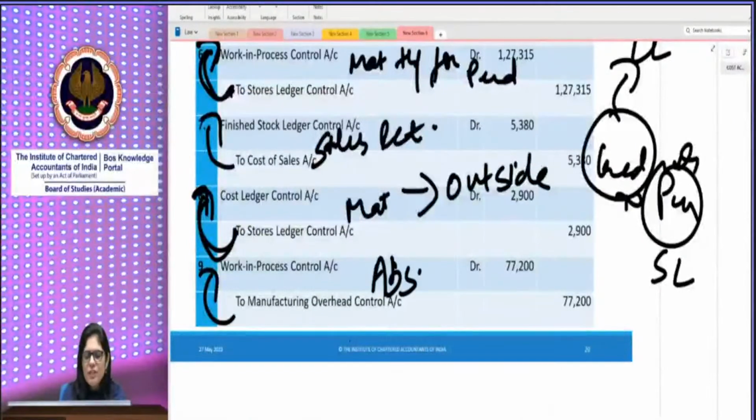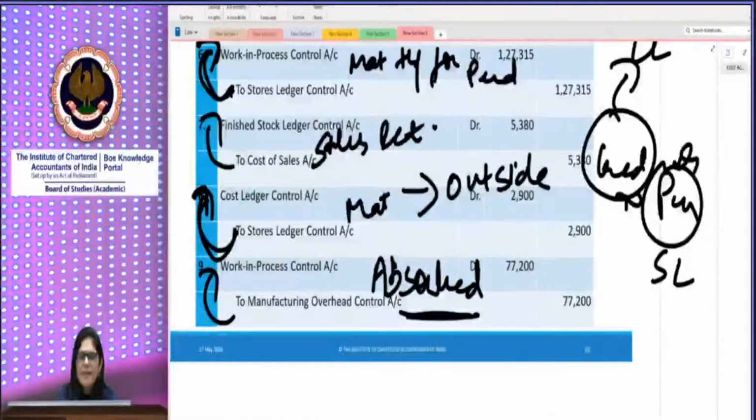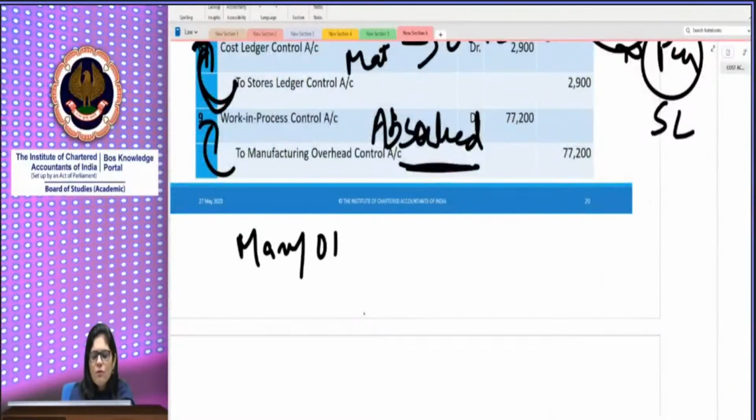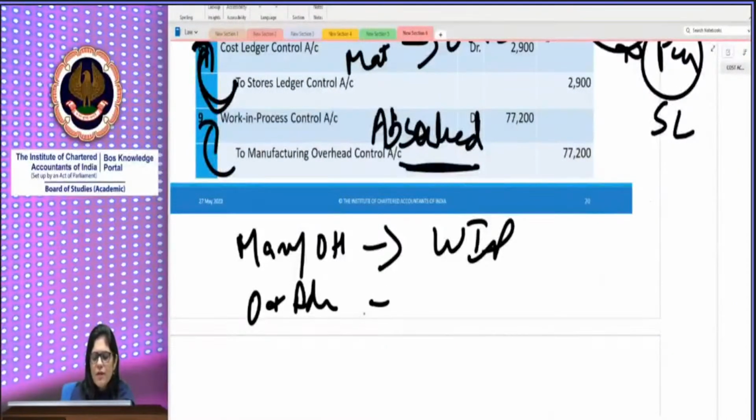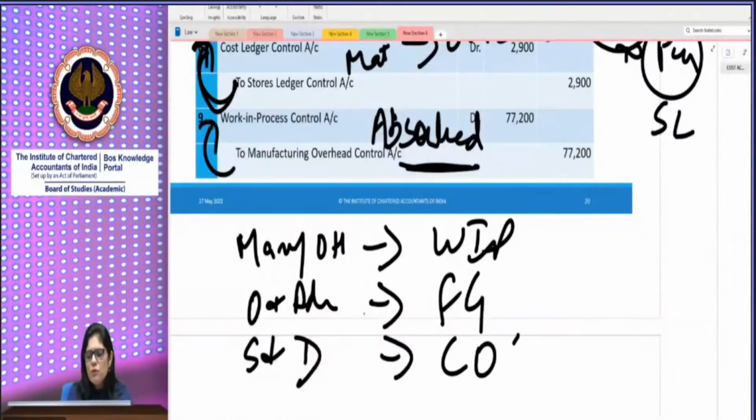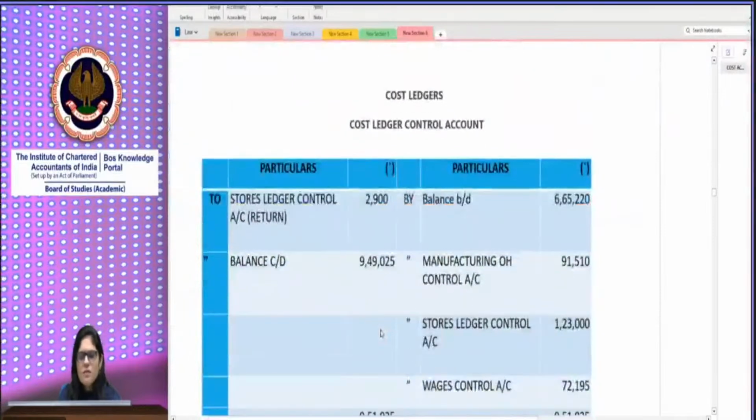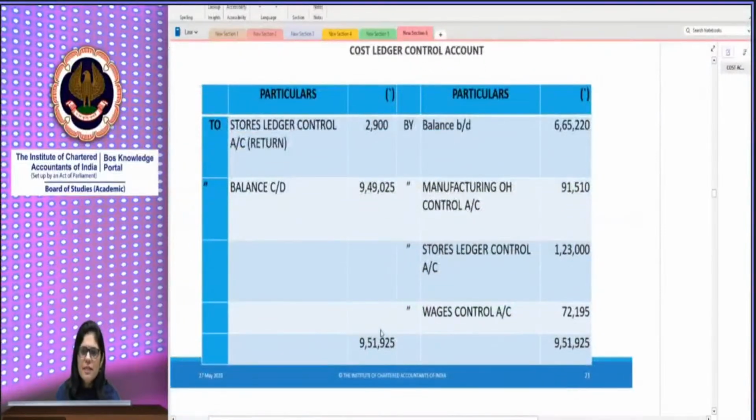Now manufacturing overhead going to WIP. So manufacturing overheads are getting absorbed in production. I told you manufacturing overheads will ultimately be absorbed to WIP. So manufacturing overhead will go to WIP. Office and admin overhead goes to finished goods and selling and distribution will go to cost of sales. So manufacturing overheads are absorbed in WIP. Clear? So these are the control accounts, the ledger accounts.